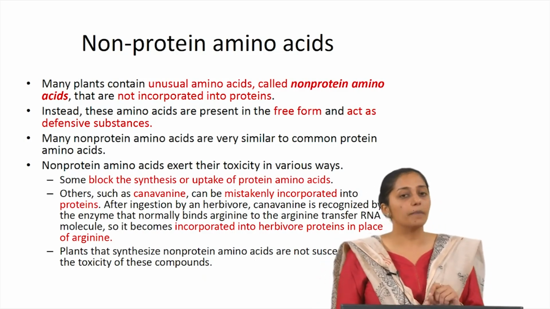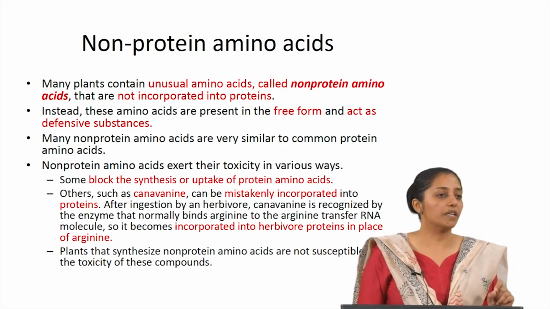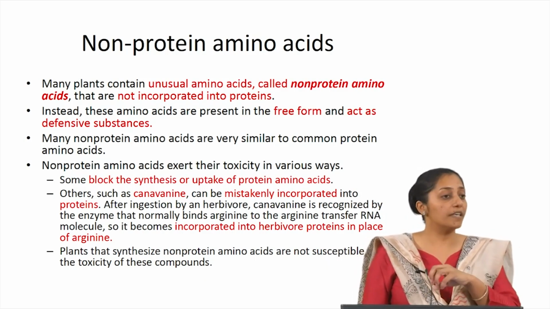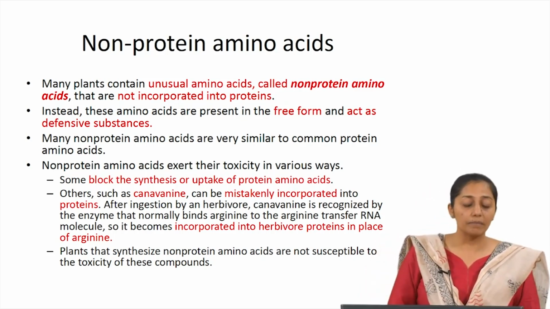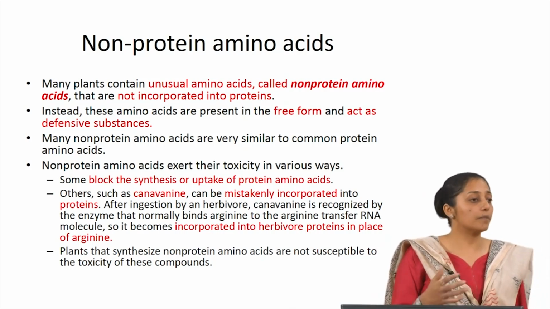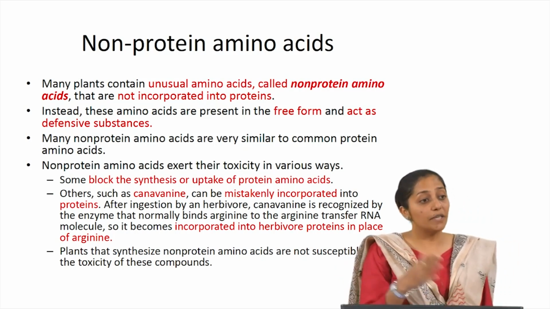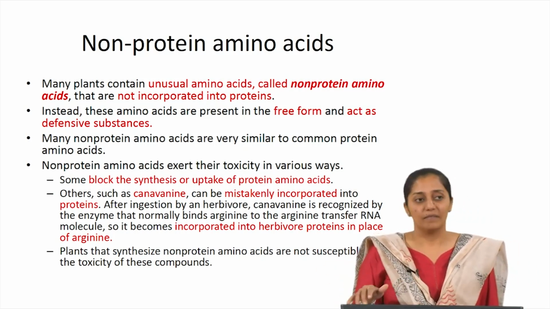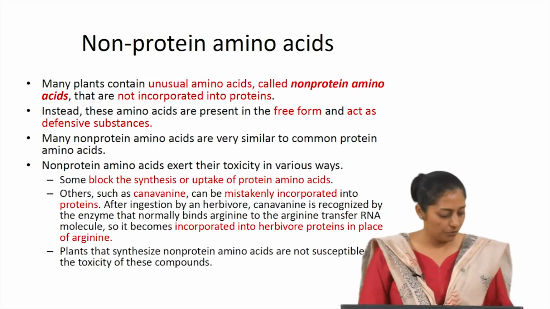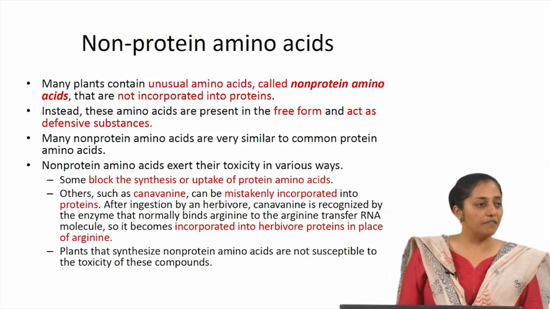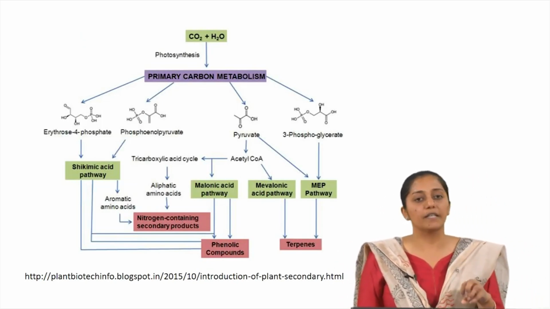Now, non-protein amino acids. Many plants contain unusual amino acids, which are called non-protein amino acids, which get incorporated in the proteins. For example, canavanine can be mistakenly incorporated, or sometimes these non-protein amino acids can also replace the amino acid in the metabolism of that herbivore, which may then disturb the metabolism of the herbivore. For example, it is written here canavanine, which can replace arginine. So, this is what I was talking about, primary metabolism leading to secondary metabolism.